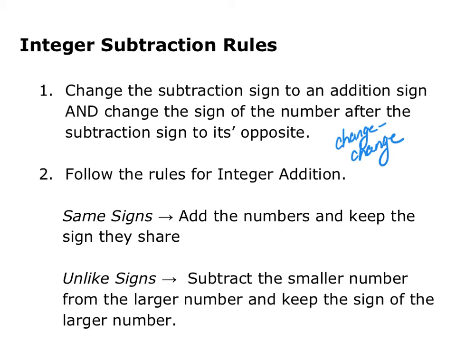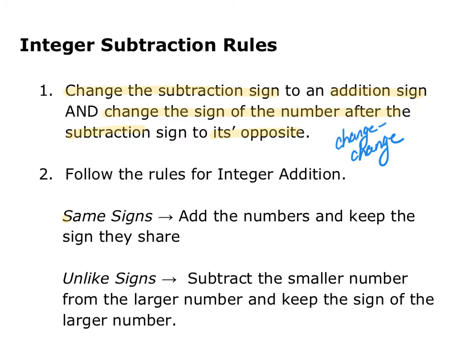All right, let's go over the integer subtraction rules. Number one, we're going to change the subtraction sign to an addition sign, and then we're going to change the sign of the number after the subtraction sign to its opposite. We're going to do change, change. Once we do change, change, then we're going to follow the rules for integer addition.